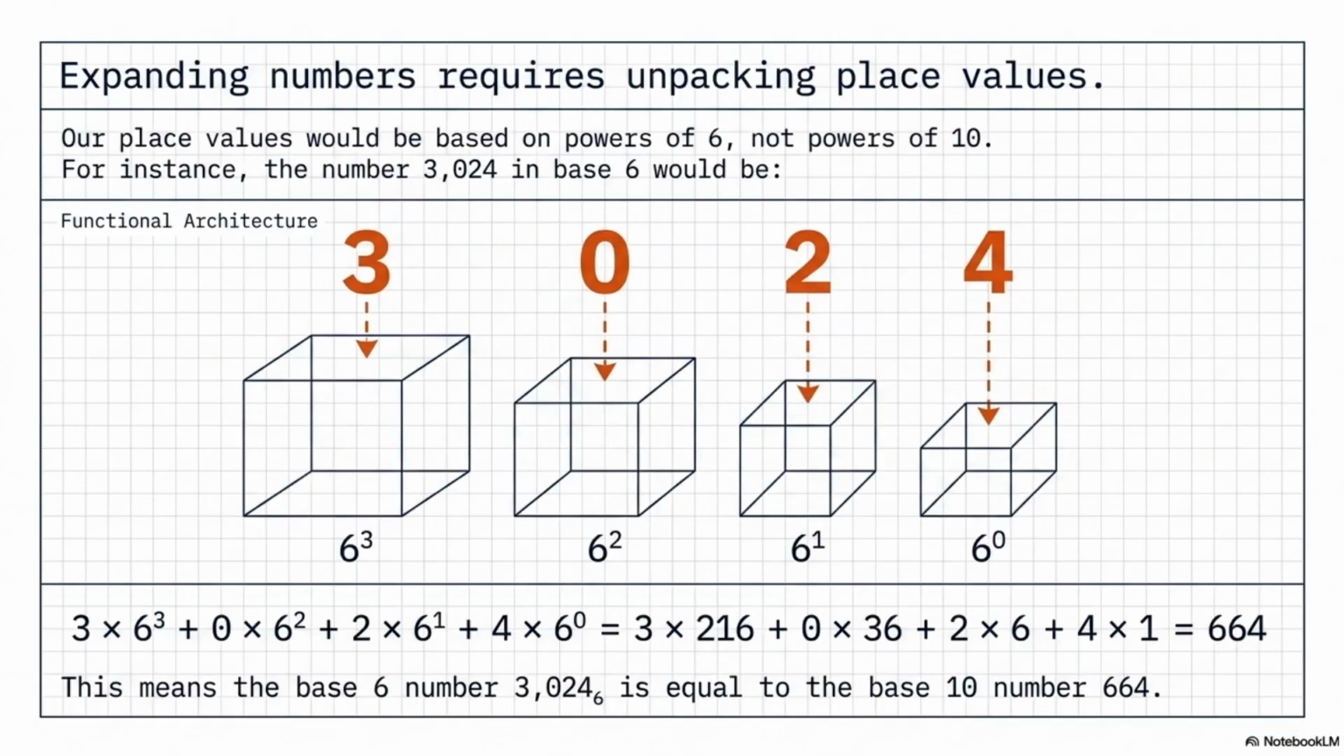Okay, so instead of organizing quantities into boxes that hold 10 items or 100 items, we are organizing the exact same amount of stuff into boxes that hold 6 items or 36 items. Exactly. It's just a different container system. It's the same amount of stuff.